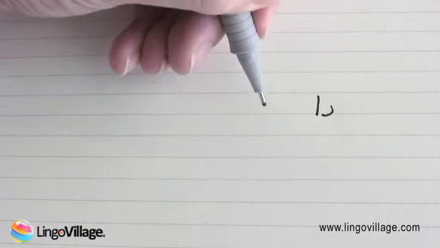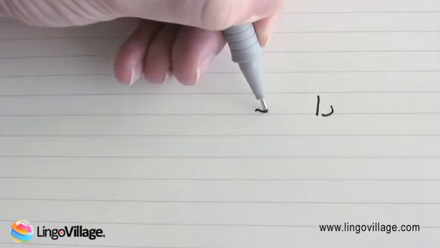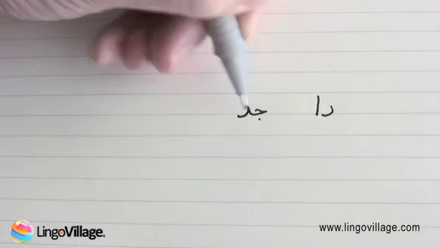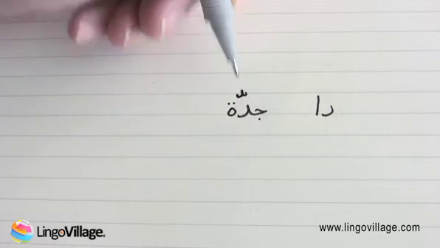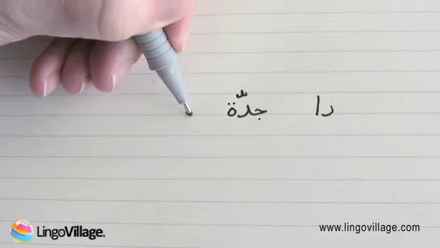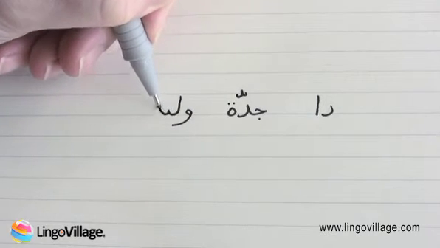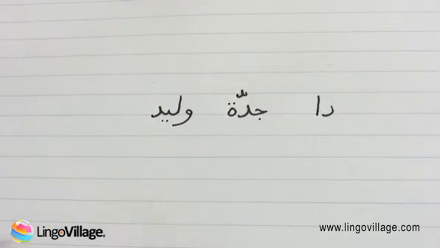Next, we're going to look at another place name, which ought to be familiar just by listening to it. Jeddah is the name for Jeddah, the city in Saudi Arabia. Now we'll look at the name Walid, featuring dal in the final position.